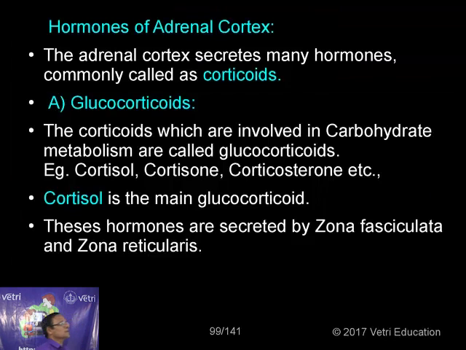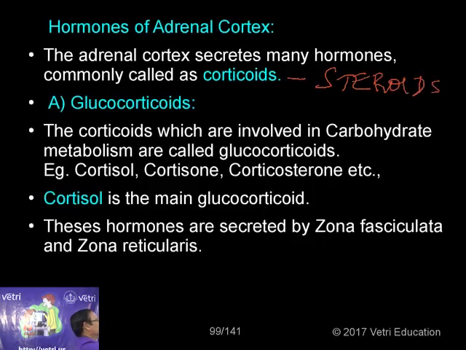Now the hormones of the adrenal cortex are called corticoids. All the corticoid hormones are steroids in nature. Don't forget this one, they are called corticoids. All corticoids are steroids. Now, two major groups of hormones, along with the sex hormones, are secreted by the adrenal cortex.